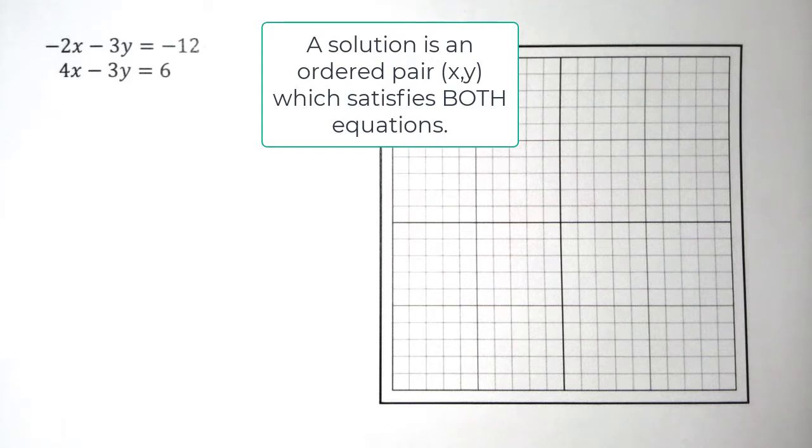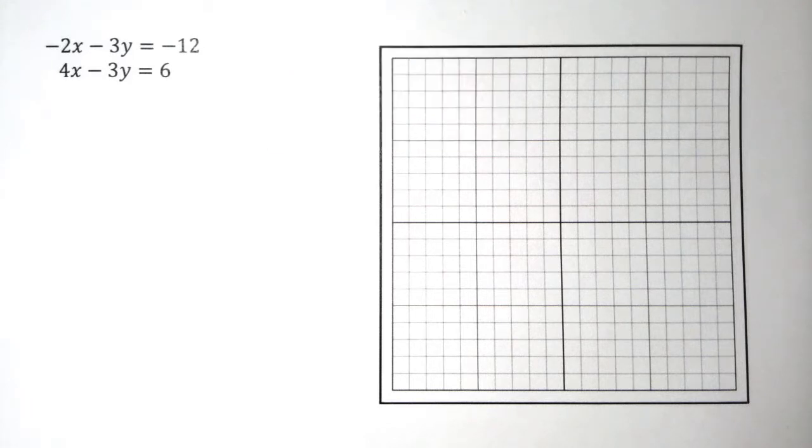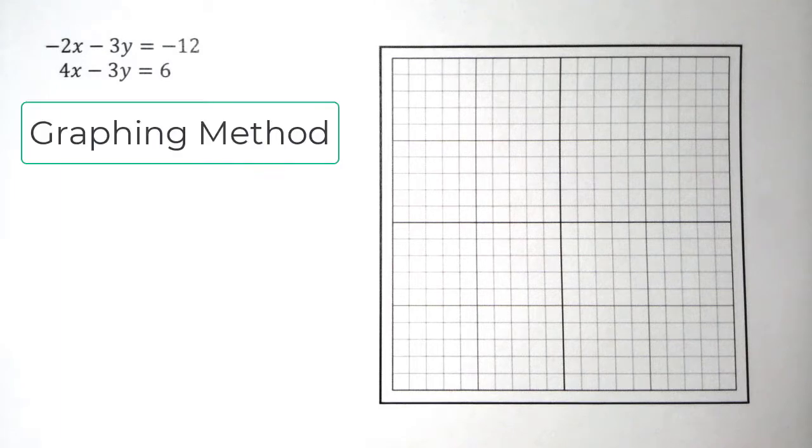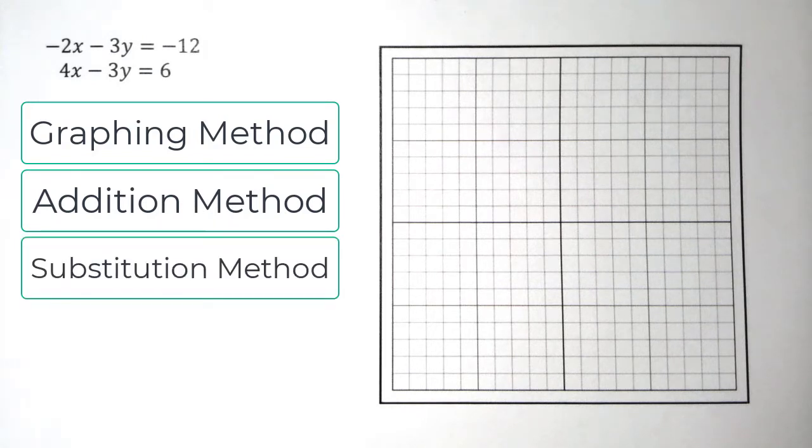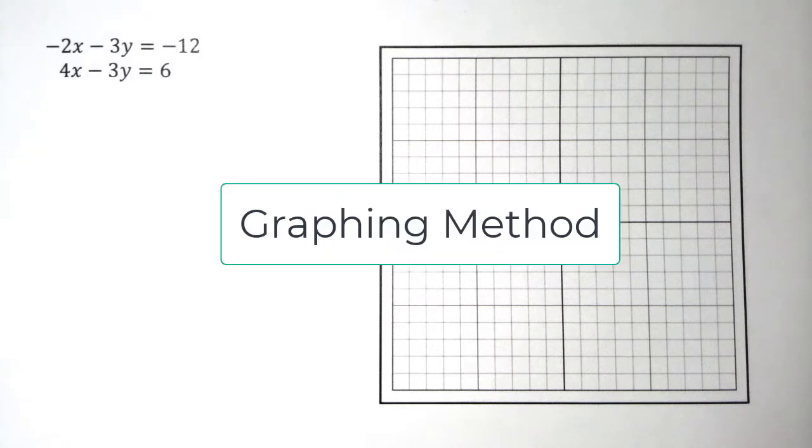So that's what we're going to be looking for. What are these pairs of numbers x comma y? And we're going to look at how to solve this system of equations three different ways. First, we're going to look at the graphing method. Next, we're going to look at the addition method. And finally, we're going to look at the substitution method. So let's begin with the graphing method for solving a system of linear equations.